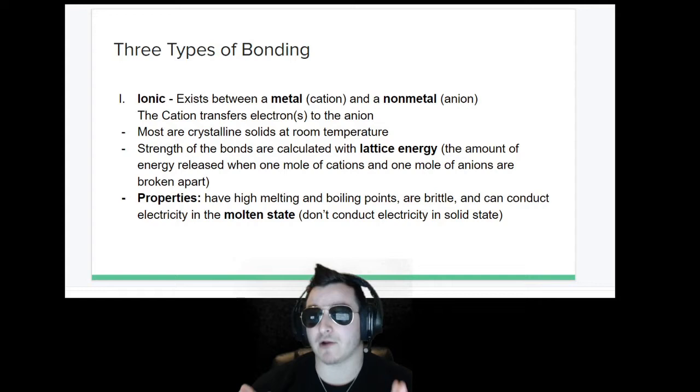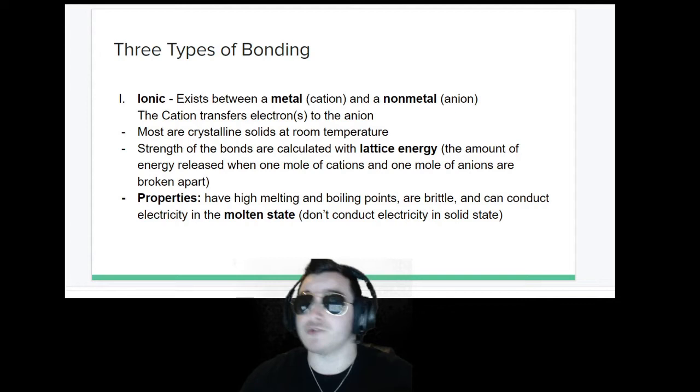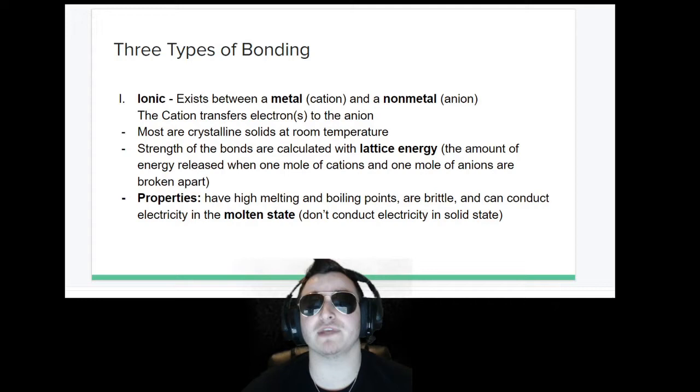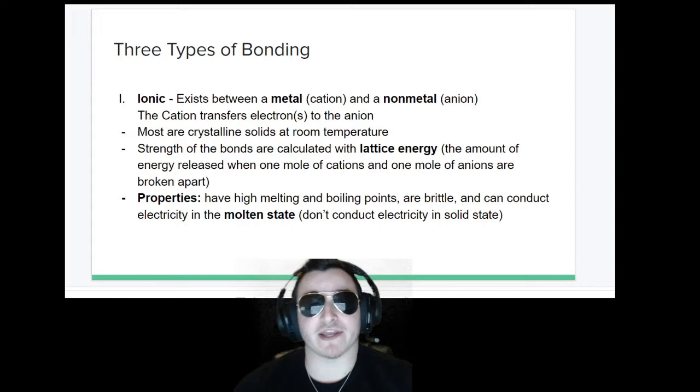The metal wants to lose electrons in order to attain a full octet and behave like a noble gas, and the nonmetal typically wants to gain electrons, which would give it a full octet and make it behave like a noble gas. It's a perfect match made in heaven. The metal wants to give, the nonmetal wants to receive.